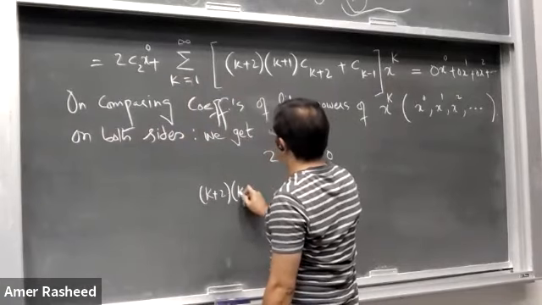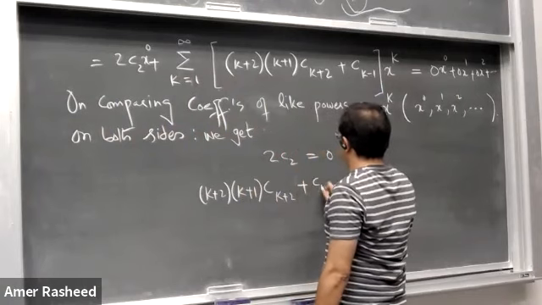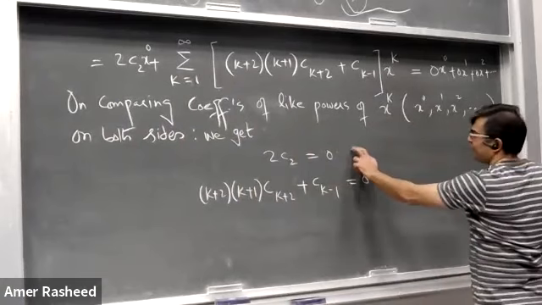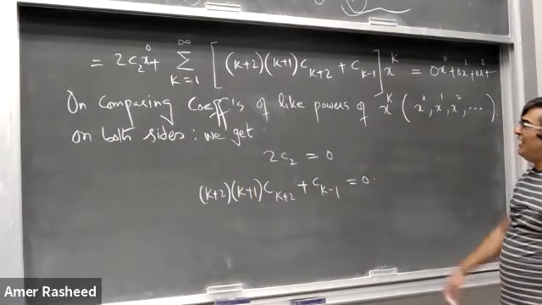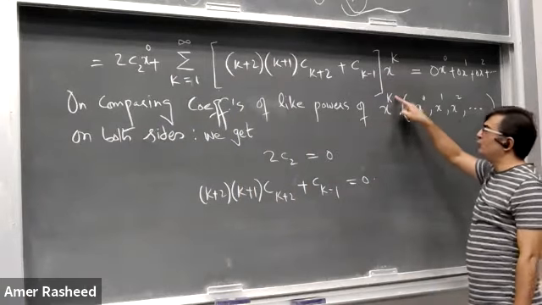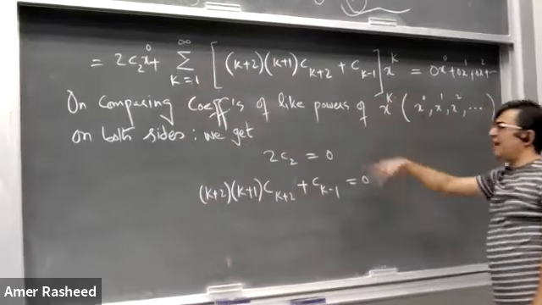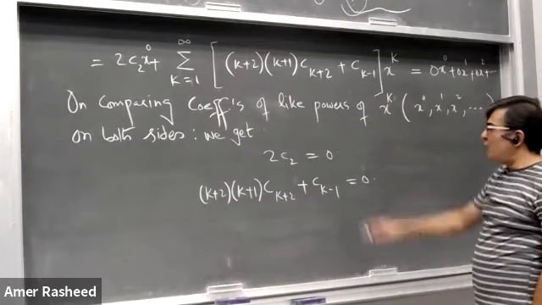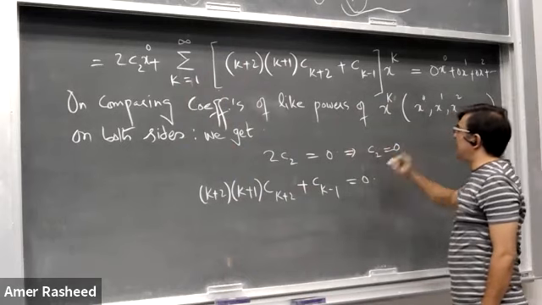So what do we get here? (k plus 2)(k plus 1) ck plus 2, plus c k minus 1. This is also 0. This is the coefficient of x power 0, and this is the coefficient of x power k. The value of k is what? x power 1, x power 2, x power 3, and so on, because you have k equal to 1 to infinity. So these are the coefficients of powers of x. Now, from this, you can see immediately that C2 is 0.